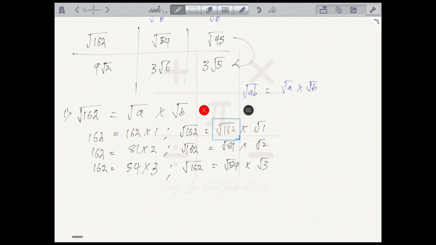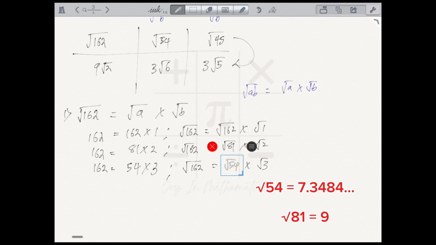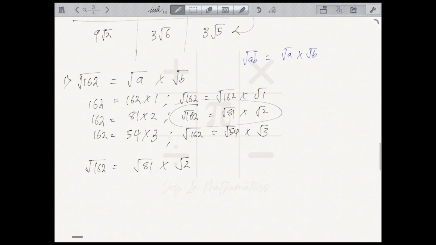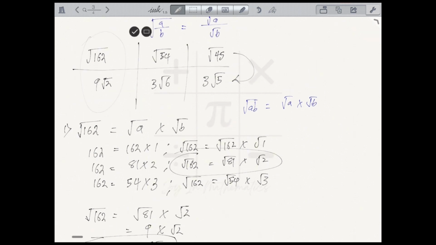Now, root 162 is what we're looking for. Root 54 does not give us a definite number. However, root 81 does. So therefore, we'll be going with the second one. So we can say that root 162 is equal to root 81 multiplied by root 2. Therefore, root 81 is equal to what? 9. So this is 9 multiplied by root 2, and this will give us 9 root 2. Root 162 is equal to 9 root 2, just as we have here.